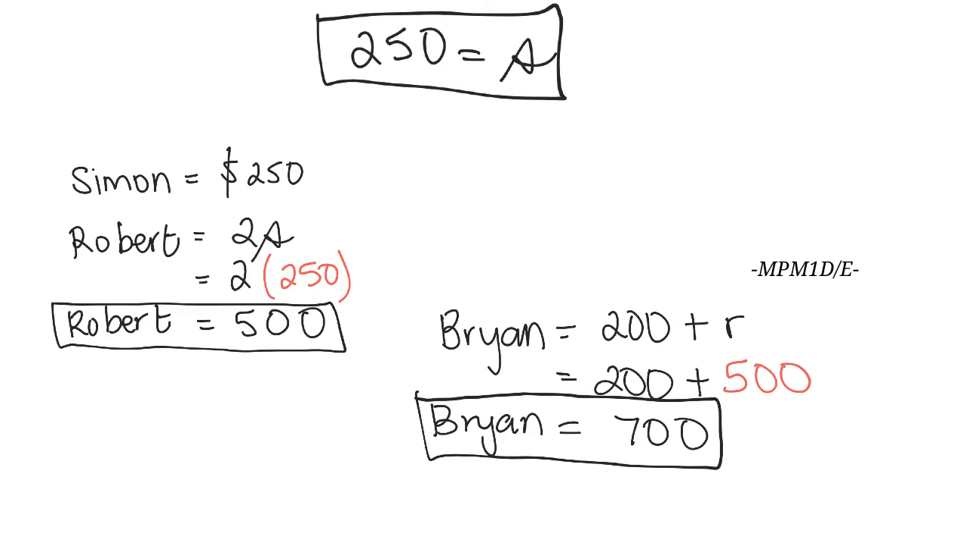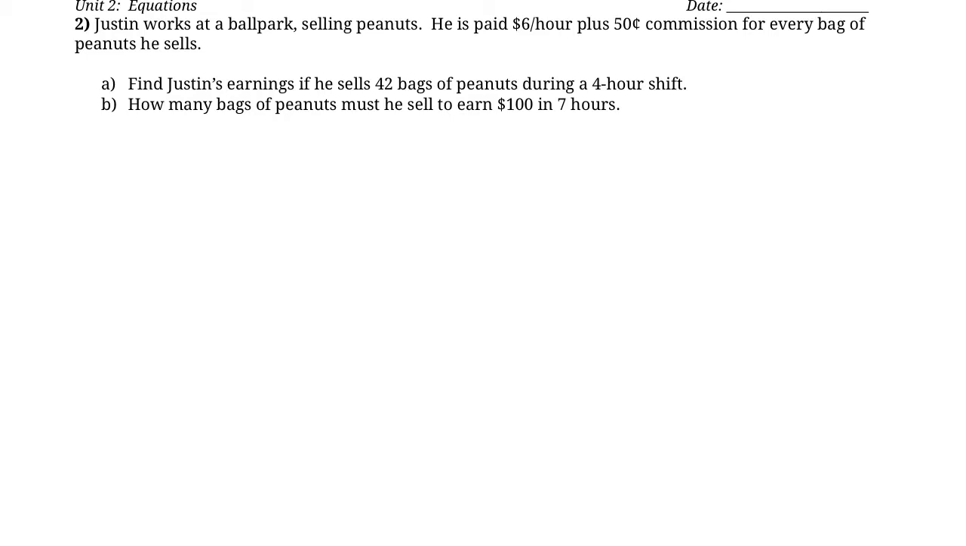Now, how could you check and see if your answer is correct? Well, we do know that the total payroll, or the total amount of money at the end of the week, should be $1,450. And so if you took each man's weekly earnings, so 250 plus 500 plus 700, that should add up to a total of $1,450.